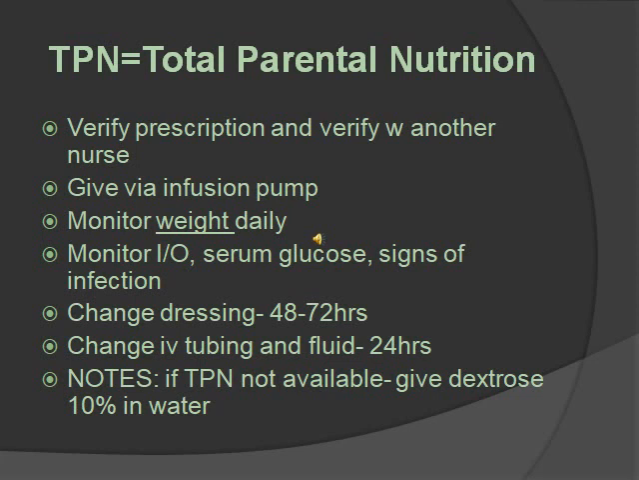You want to look for signs of infection. You also want to change the dressing every 48 to 72 hours. You want to change the IV tubing and fluids every 24 hours. Note, if TPN is not available, if you run out of it or for some reason it's not available right now, you want to give 10% dextrose in water. The reason why we do this is to prevent hypoglycemia. So with TPN, one thing you want to watch out for is hypoglycemia.